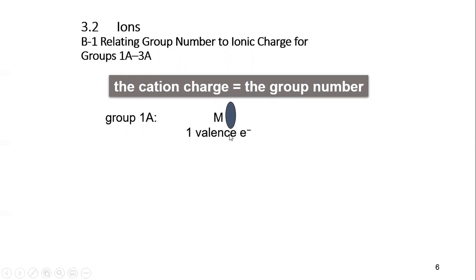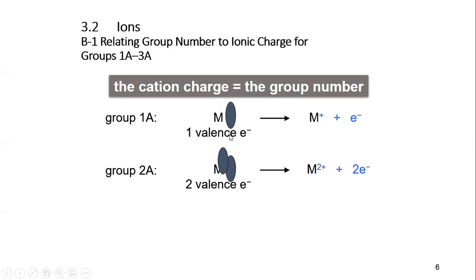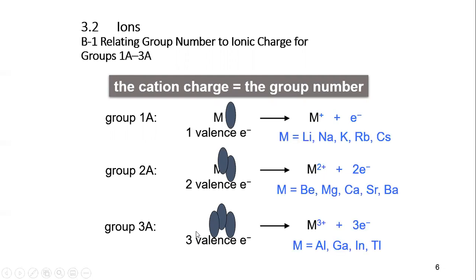So group 1 has 1 valence electron and likes to get rid of it. Group 2 has 2 valence electrons. It wants to get rid of all the valence electrons. Again, this is so that it can have 8 valence electrons. And group 3A has 3 valence electrons. It likes to get rid of all of them.